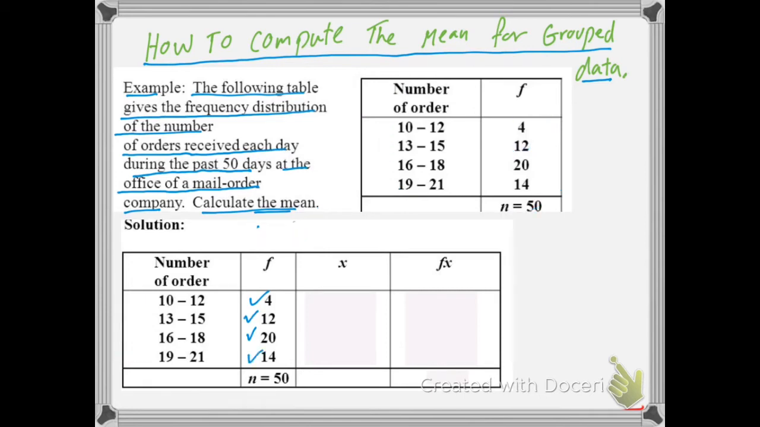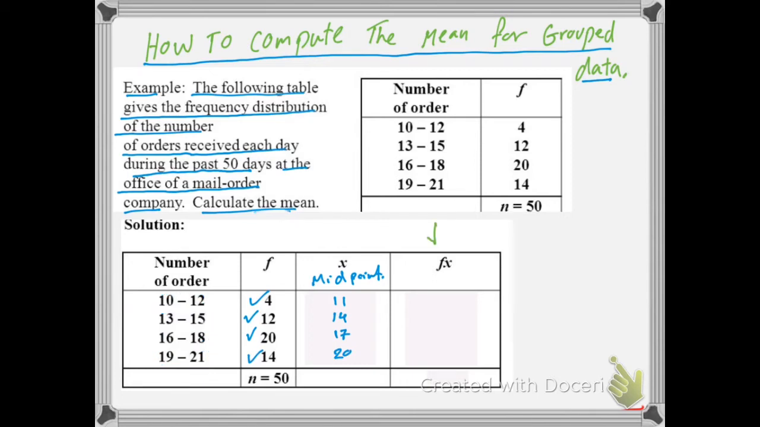Now to compute this column x, you should find the midpoint. This interval starts from where to where? Between 10 and 12. Then you can add them, 10 plus 12, and divide that by 2. The answer will be 11. Same here, the middle between 13 and 15 is 14. And the middle between 16 and 18 will become 17. And the middle between 19 and 21 will become just 20.